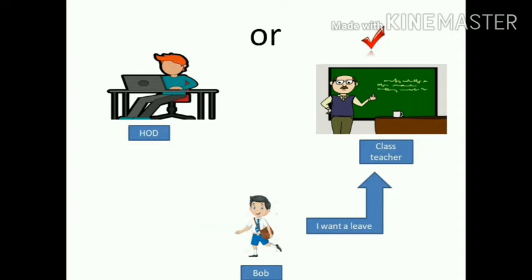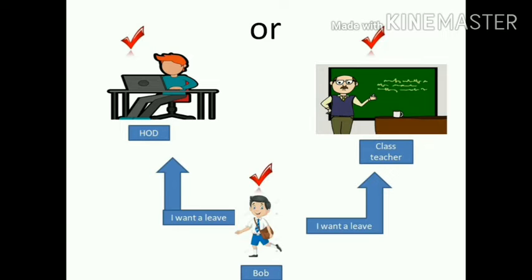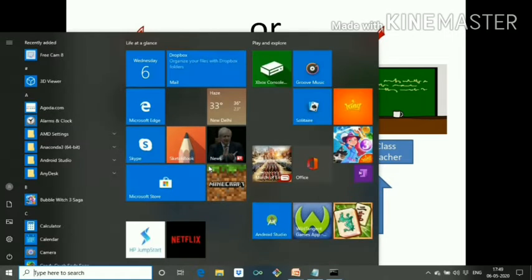Then Bob went to his class teacher asking for a leave. The class teacher granted him a leave. Then he went to his HOD. He also granted him a leave. So ultimately Bob got the leave. So now we will take a programming example and let's understand this.